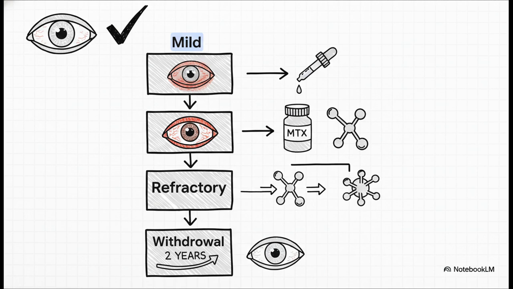Uveitis management follows a very clear stepped care pathway. The primary therapeutic goal is absolute absence of cells in the anterior chamber. For mild cases, local steroid drops are the strongly recommended first step. For severe presentations, you escalate to systemic therapy with methotrexate and an anti-TNF monoclonal antibody. In refractory cases, the conditional recommendation is to switch to a second anti-TNF, or after failing 2 anti-TNFs, consider tocilizumab or abatacept. And a critical point, do not attempt withdrawal until you have a minimum of 2 years of quiescent disease.